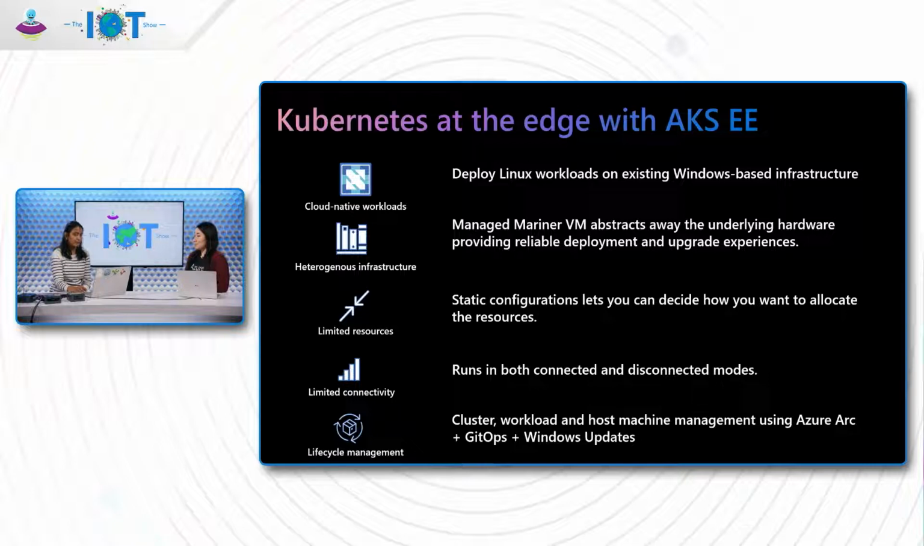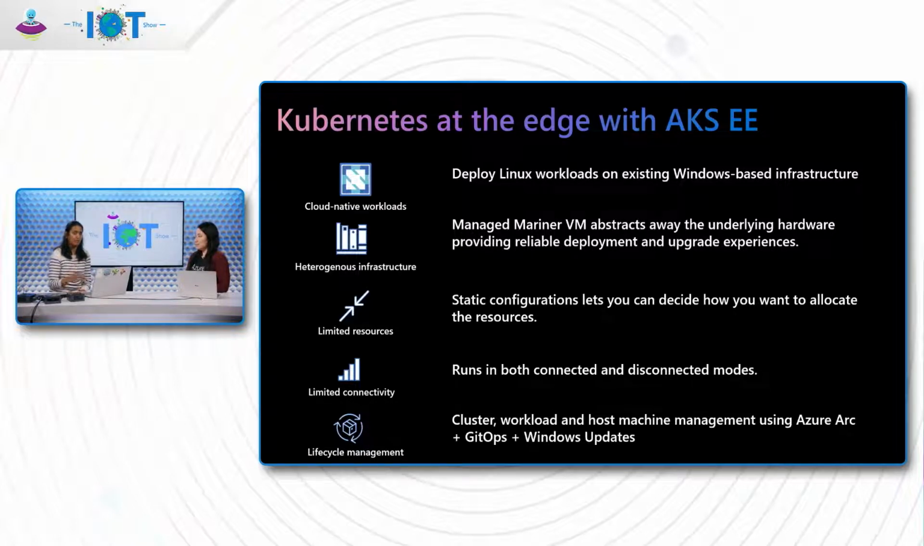The other thing is connectivity. We have seen that a lot of edge deployments are either intermittently connected or disconnected. AKS Edge Essentials supports both scenarios. You can deploy it in both connected and disconnected use cases.